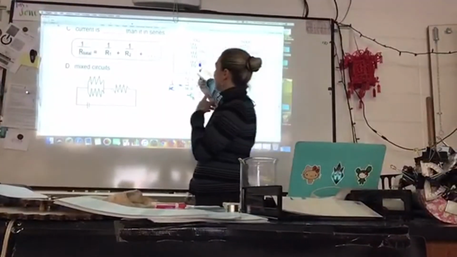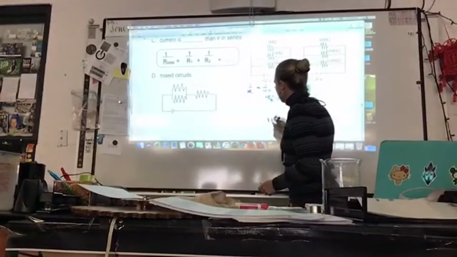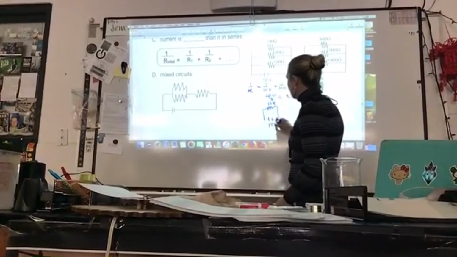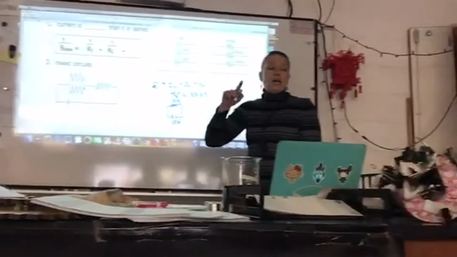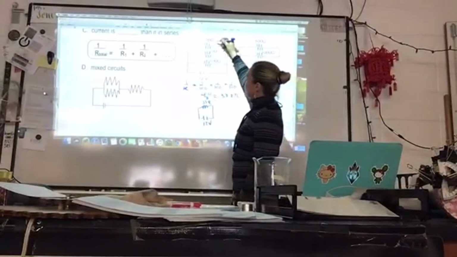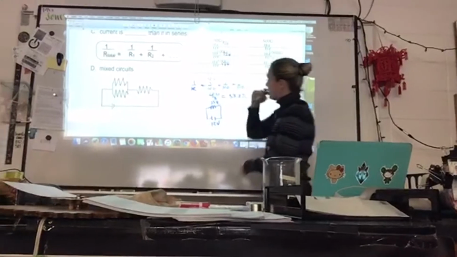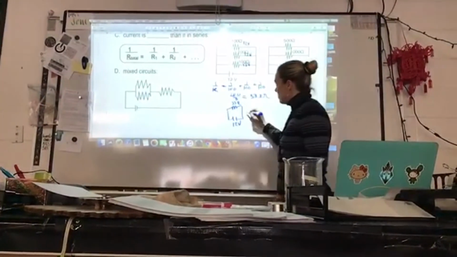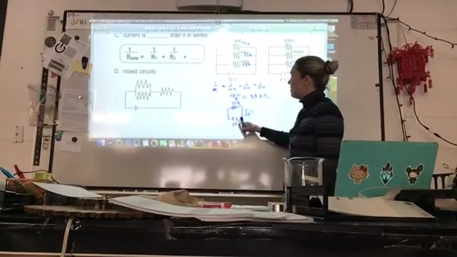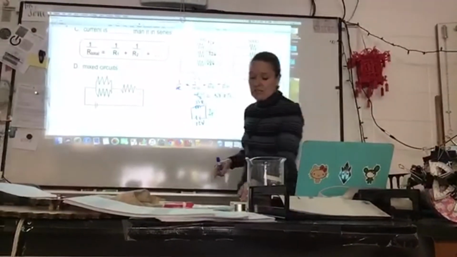Oh, wait, I need to find out everything about this before I do that scary thing. I just found out the equivalent is 33, and I know this is 12 volts. I want to find out everything about this. Can I already label this 12 volts, 12 volts, and 12 volts? Can I already find the total current leaving the battery? If I know the total voltage and the total resistance, can't I find I total?